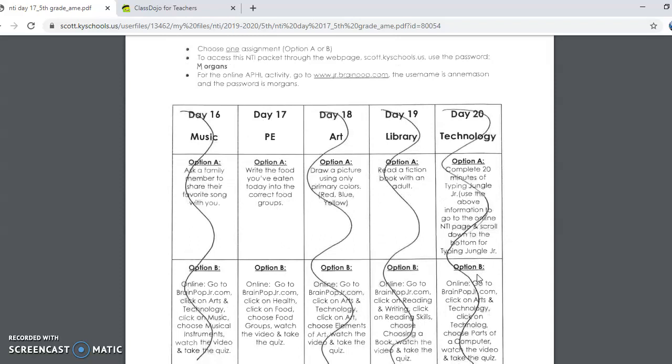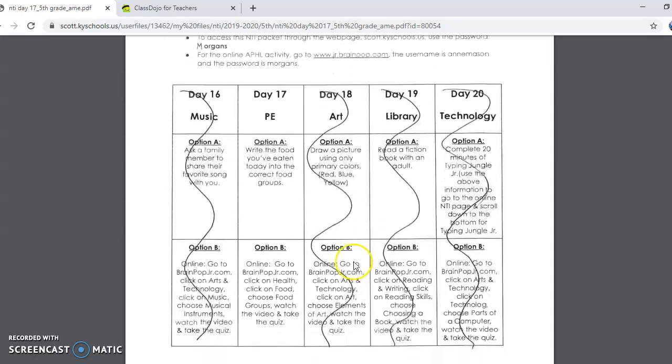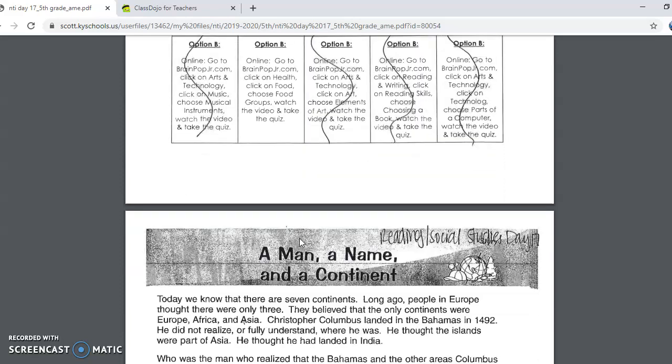So for day 17, you have PE. You can either write down the food you've eaten into the correct food groups, or if you'd rather do things online, there's Brain Pop Junior. You go to Health, click on Food, and choose Food Groups, watch the video, and take the quiz.